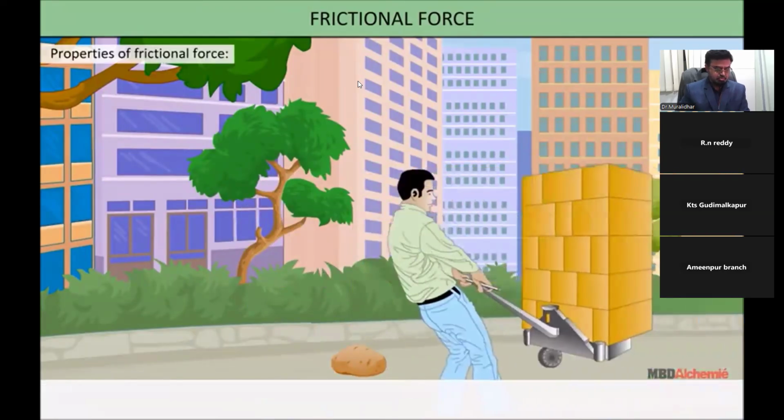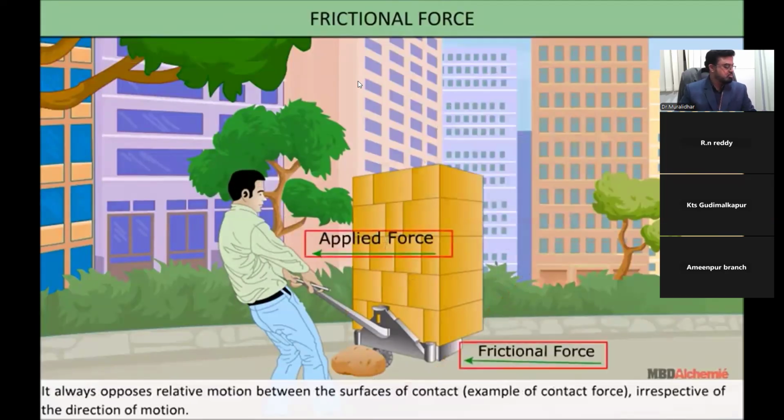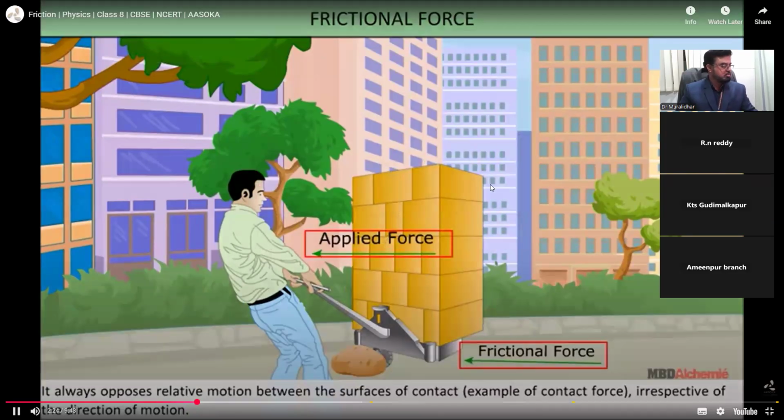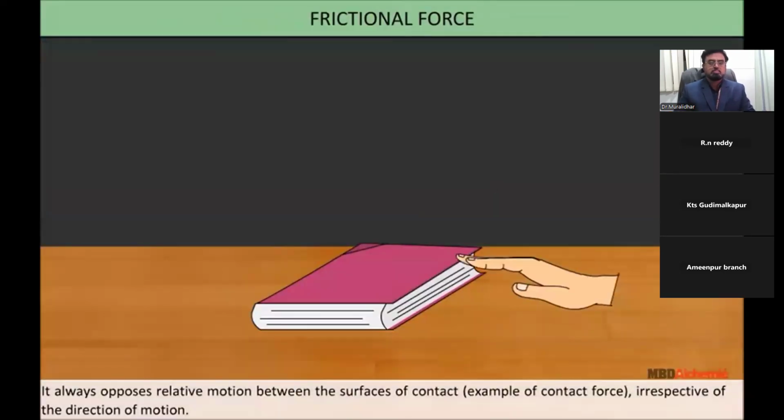Properties of frictional force. It is produced only when one body tends to move or is actually moving on another body. It always opposes relative motion between the surfaces of contact. Example of a contact force, irrespective of the direction of the motion.